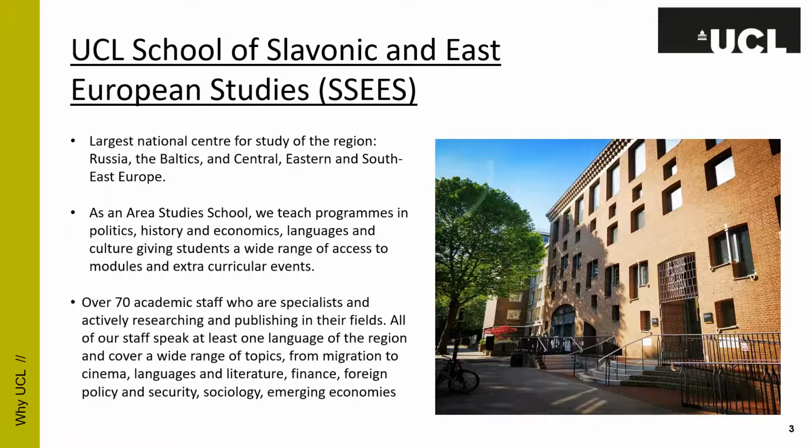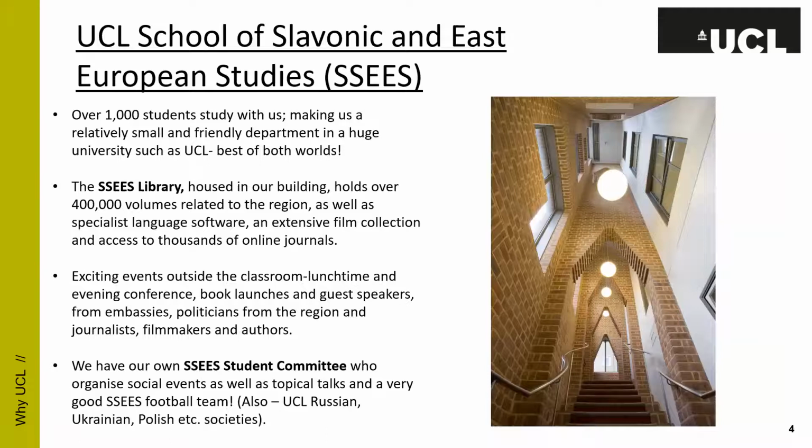So in terms of the makeup of the school, we have about 1,000 students studying with us. This is a real advantage. UCL is an absolutely huge university. We have about 45,000 students studying with us at any one time. And the fact that we have 1,000 in our department means you really get the best of both worlds. You're in a relatively small department, so you get to know your teachers really well and your classmates, but you benefit from everything that being in a large university such as UCL brings in terms of the facilities, in terms of the prestige, and again, our central London location.